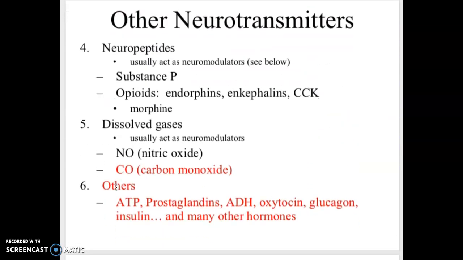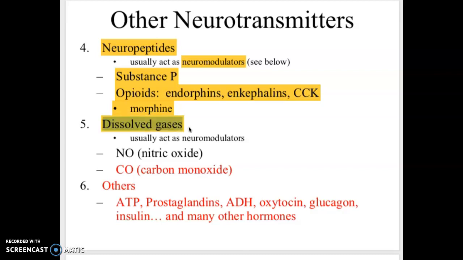The fourth category are called neuropeptides, and they usually act as neuromodulators that are a little bit slow working through that secondary pathway that I'll explain in a second. Examples: substance P, which causes pain in the body, or opioids, which you have probably heard of. Examples of that are your endorphins, enkephalins, CCK, and morphine that's used in the hospital as a painkiller.